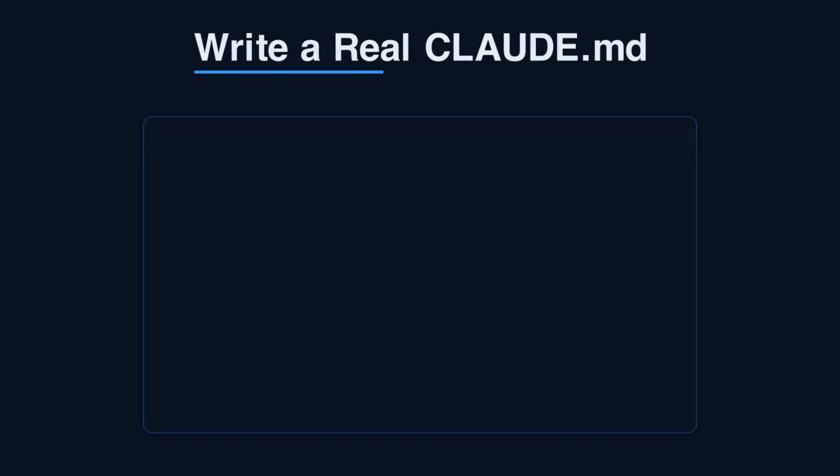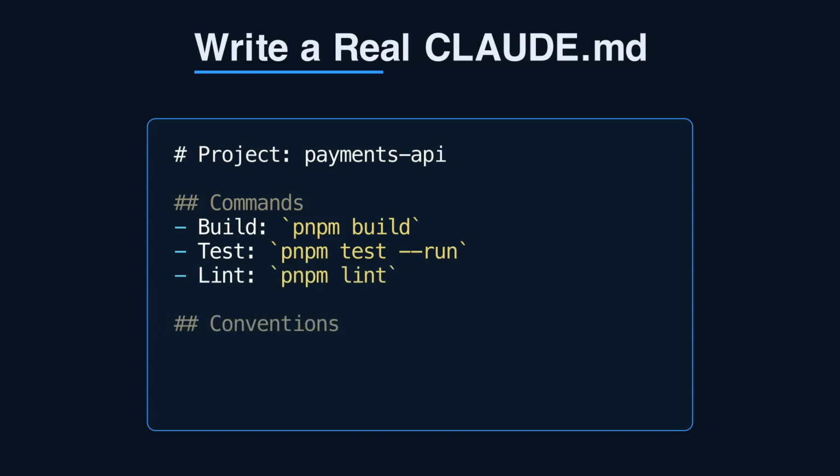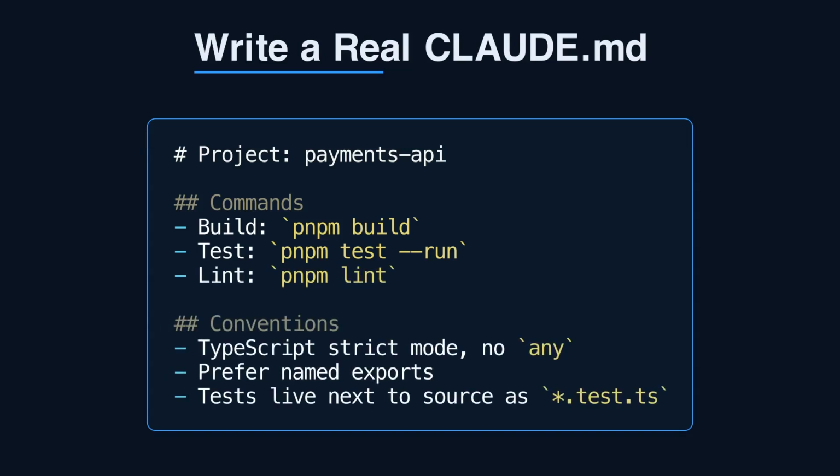The pain: Claude guesses your build command and runs the wrong one. The fix is Claude.md at your repo root. Claude loads it automatically at the start of every session. Put your stack, your test command, and your code style here. Keep it tight, around 20 to 40 lines, not a novel. Long files dilute attention and waste your context window. Treat it like onboarding notes for a sharp new teammate.